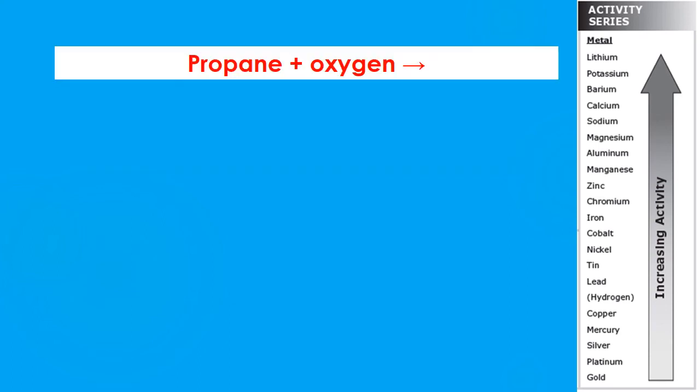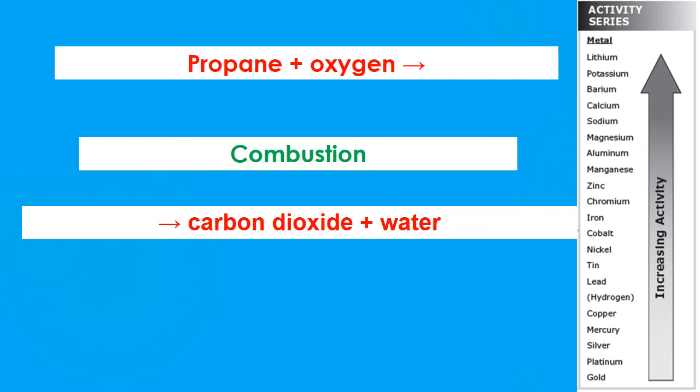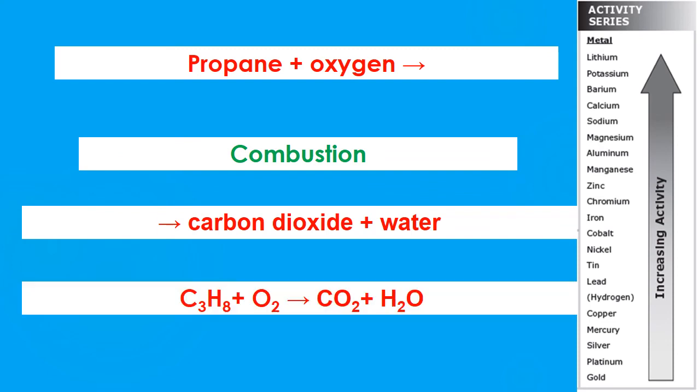Propane plus oxygen. Propane is a hydrocarbon, C3H8. So that means we're looking at a combustion reaction. When we have combustion reactions with hydrocarbons, we know that we get carbon dioxide and water as our products. So we go ahead and write our equation. Propane reacts with oxygen to give us our carbon dioxide and water.